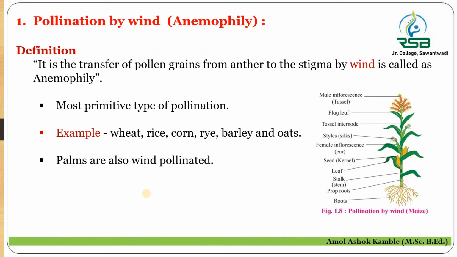Then come towards the type of pollination on the basis of the agents involved. In that, number one, pollination by wind, which is called anemophily. What is the definition of anemophily?